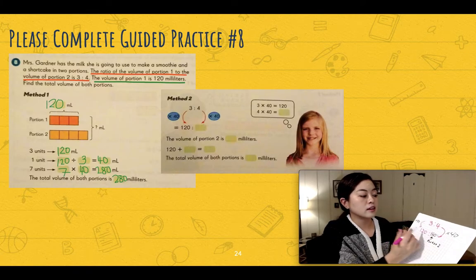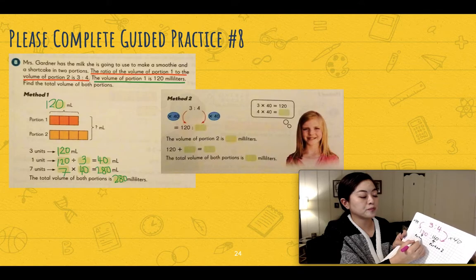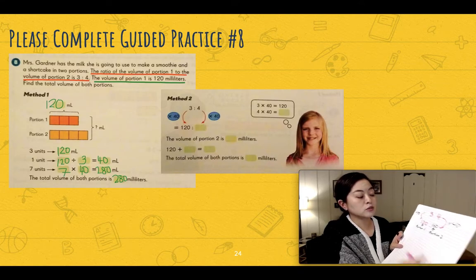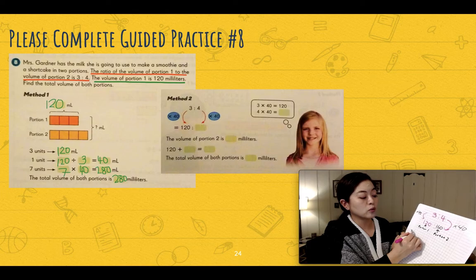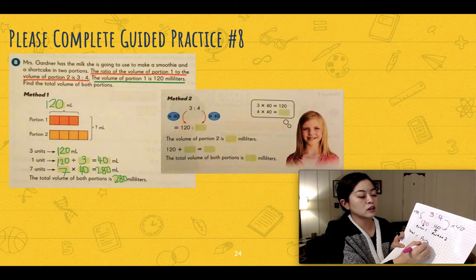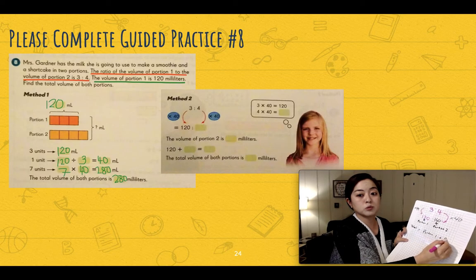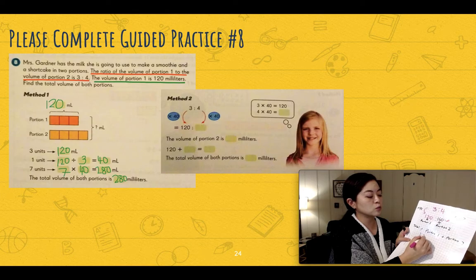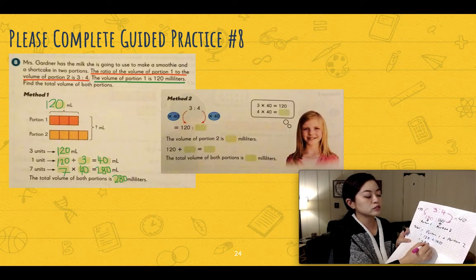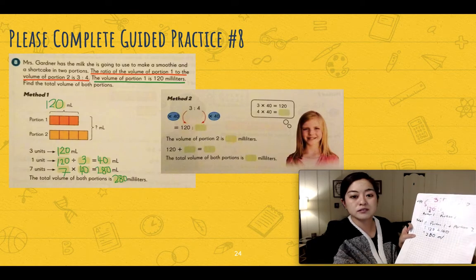Okay, and then remember here, this term is for portion 1. Okay, so now the total is equal to portion 1 plus portion 2, okay, which is equal to 120 plus 160, which is equal to 280 milliliters.